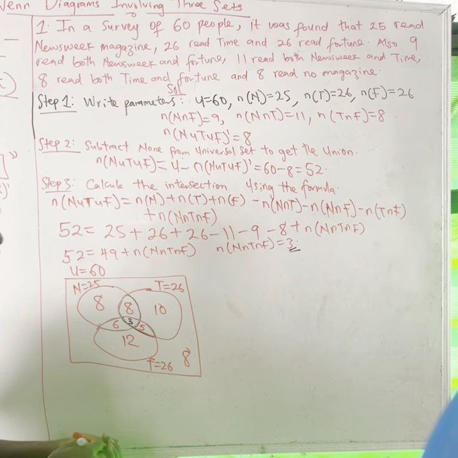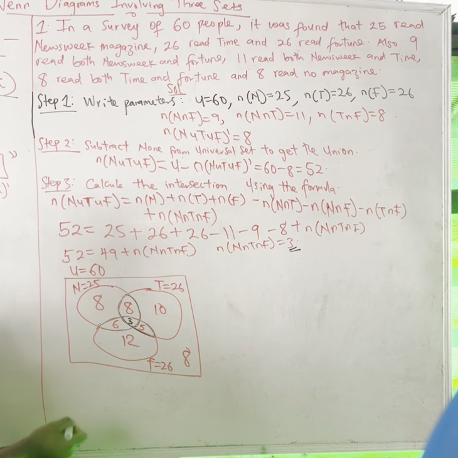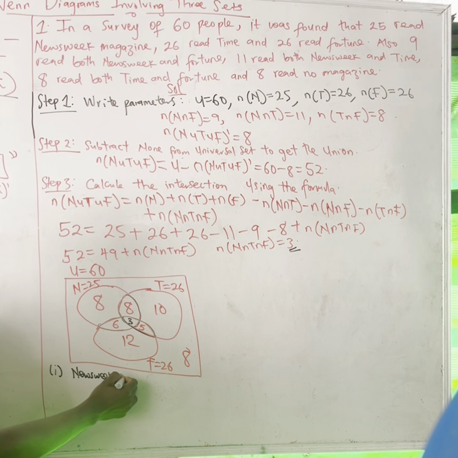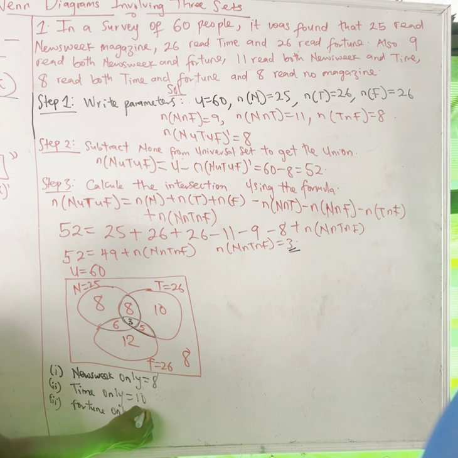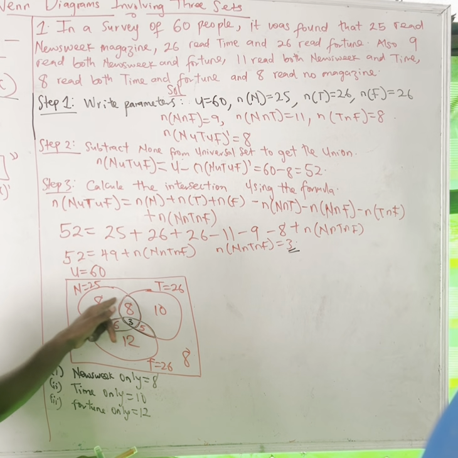So guys, let's start. You see this big part is representing N only. So therefore, number 1, Newsweek only is equal to 8. Number 2, Time only is equal to 10. Number 3, Fortune only is equal to 12.